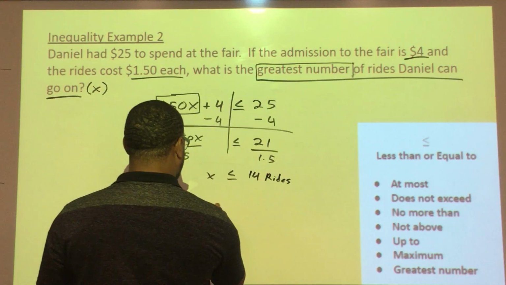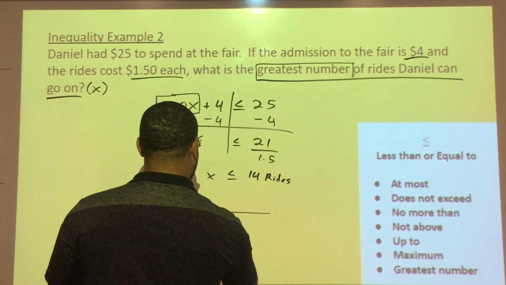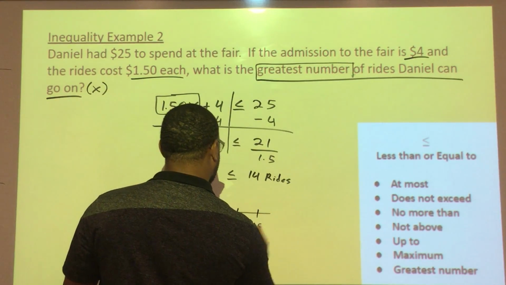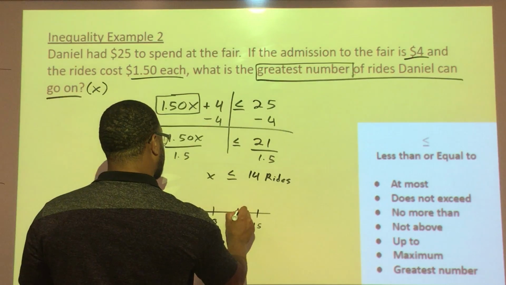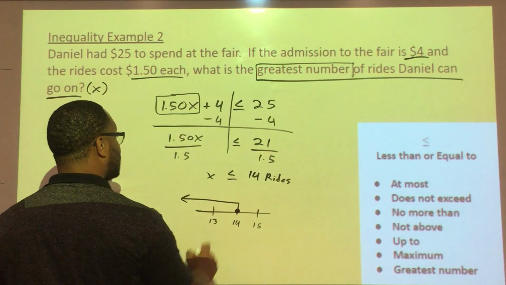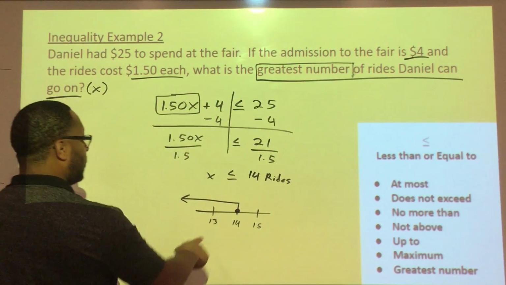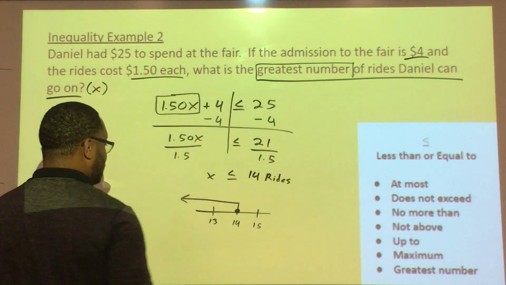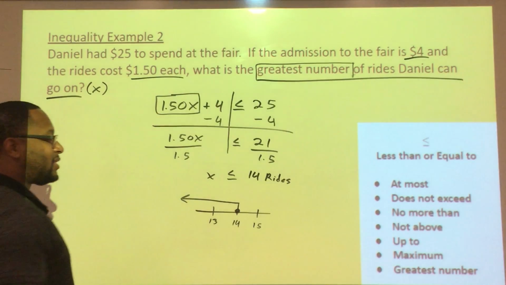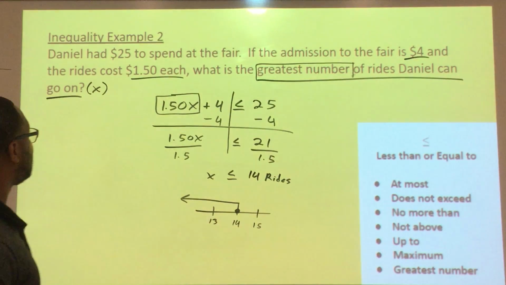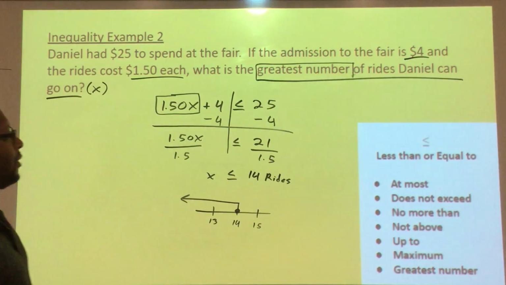Now I can graph that. Let's say that this is 13, 14, 15. This is another situation where we're going to have a closed dot, arrow pointing this direction, because Daniel can ride 13 rides. He can ride 14. He can ride any number this direction, okay? 12, 11, 10, 9, but he cannot ride 15. If he rides 15, he is going to spend more than $25 and it says he only has 25.